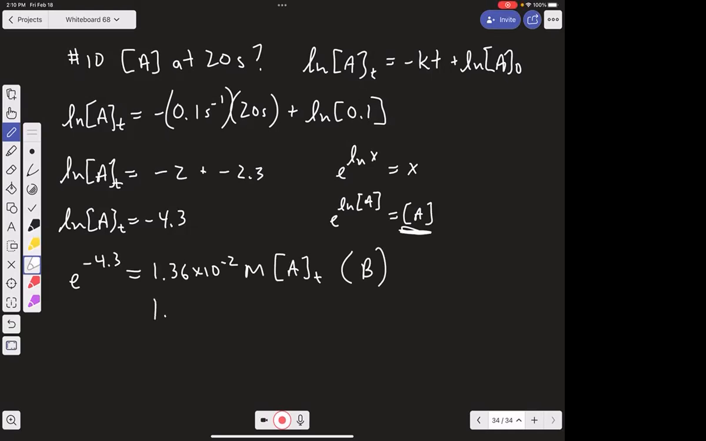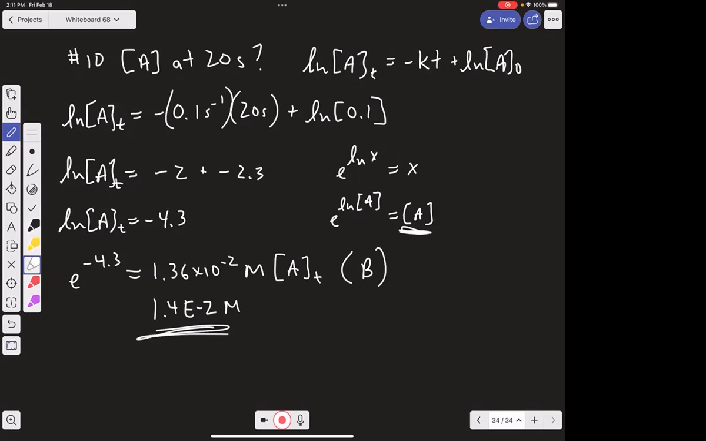Choice B is about 1.4 times 10 to the -2 molar at 20 seconds into the reaction. So we should be comfortable with both of those calculations, finding k based on some data points, or given k, finding our new concentration.